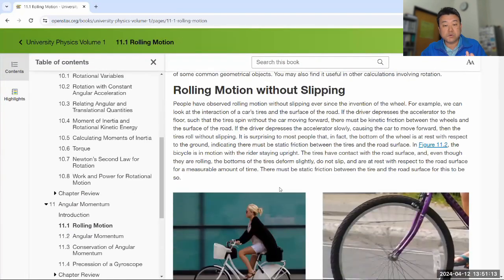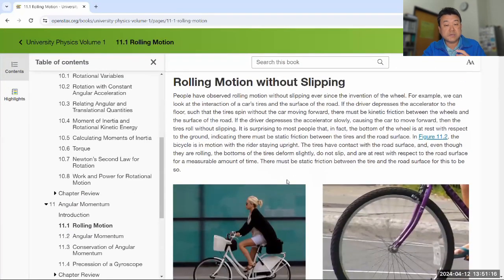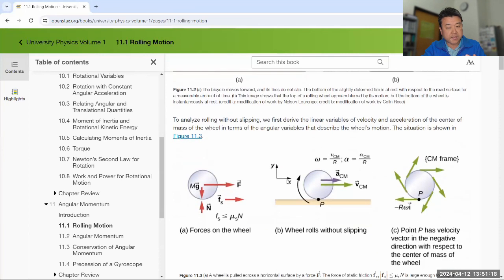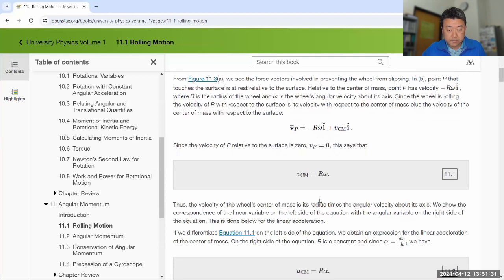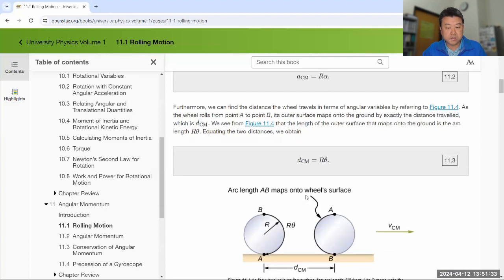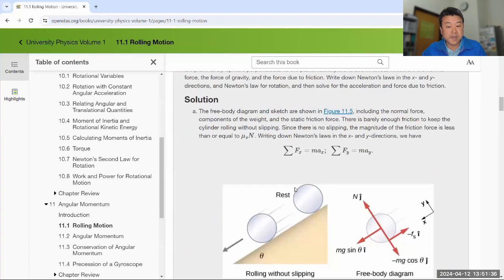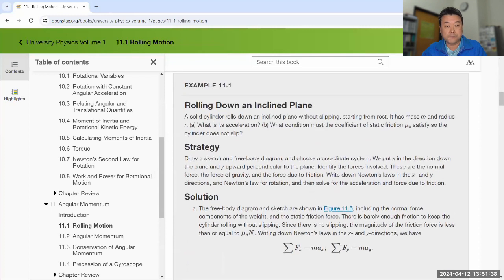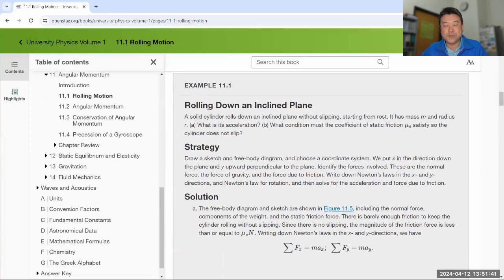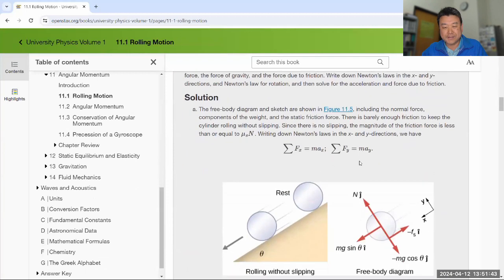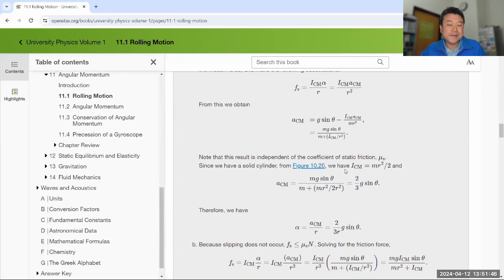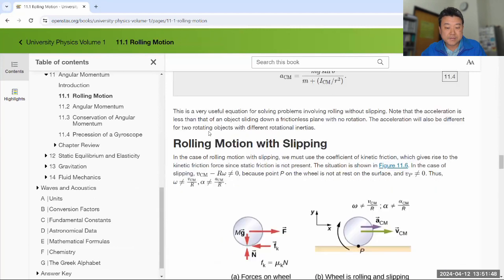So what rolling motion without slipping allows you to do is give that tie, and through that tie of this point not moving, you can make that statement about the motion of the center of mass relative to a fixed surface. So that's the rolling motion. That's the important condition, and the rest is kind of application of that. I have a few different analyses of rolling of an object, a disk, down an inclined plane. Take a look at the lecture on rolling motion.